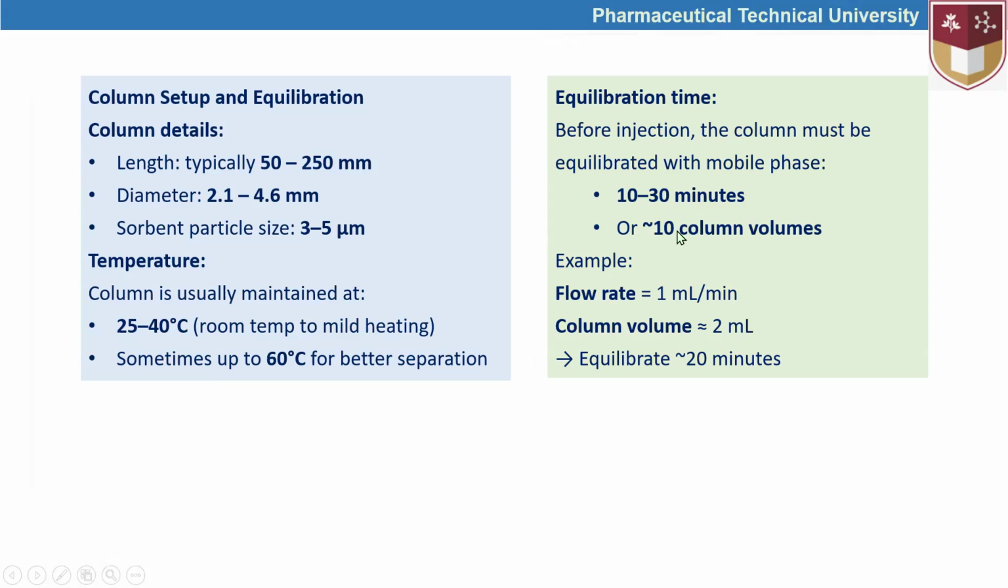Or the column can be washed with 10 column volumes of the eluent. An example can be a flow rate of 1 milliliter per minute. This is for equilibration, 1 milliliter per minute, and column volume 2 milliliter. And it could be equilibrated for 20 minutes approximately. Let's say a moderate time.